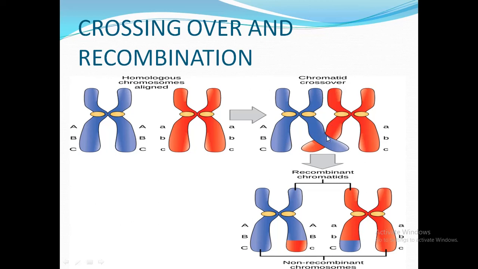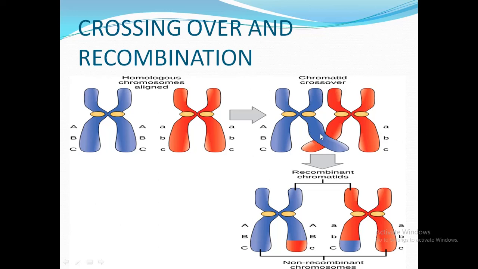Remember, only the non-sister chromatids cross over each other and overlap each other, not sister chromatids. You don't see any overlapping between blue and blue, or between red and red. The overlapping is between the blue and the red chromatids. The blue chromatid represents the maternal chromosome and red represents the paternal chromosome, or vice versa.